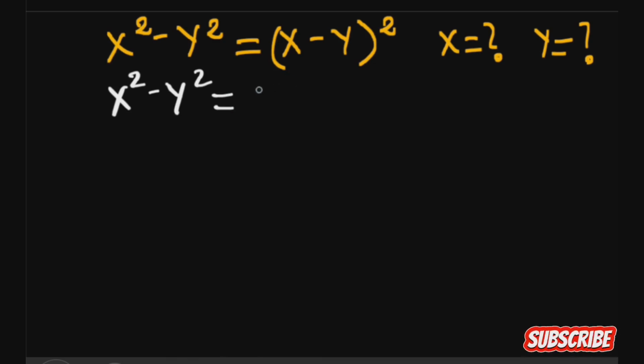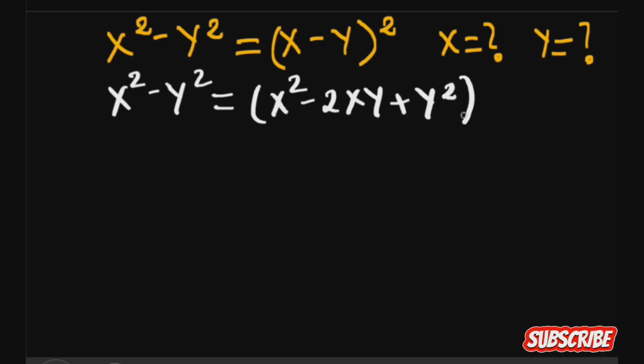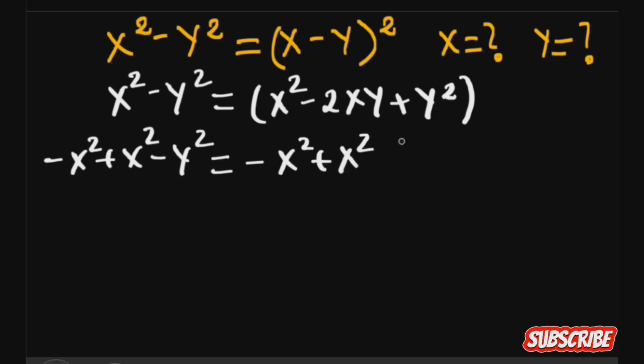expansion here. So we have x squared minus 2xy plus y squared. Okay, at this level I'm going to subtract x squared on this side and subtract x squared on this other side. That is, we have negative x squared plus x squared minus y squared will be equal to negative x squared plus x squared minus 2xy plus y squared.